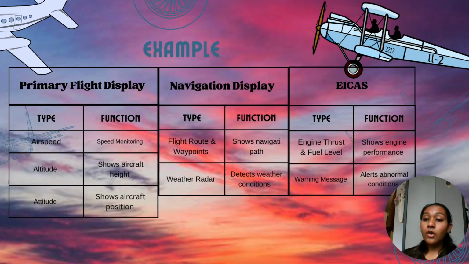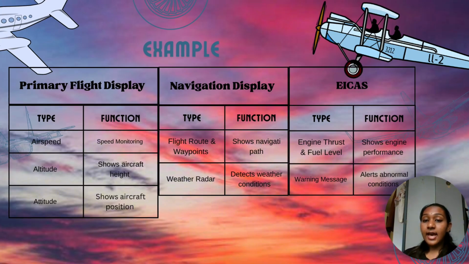For the navigation display, or ND, it shows flight route and waypoints, which helps pilots follow the correct path. It also includes weather radar, which helps detect weather conditions and avoid dangerous areas.